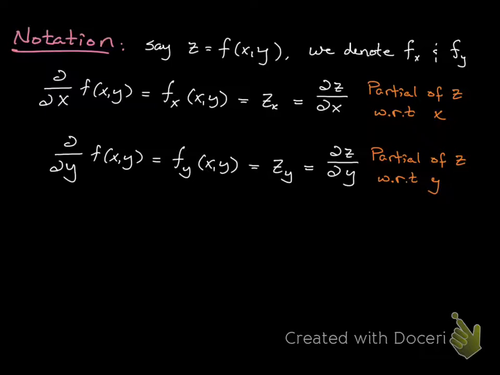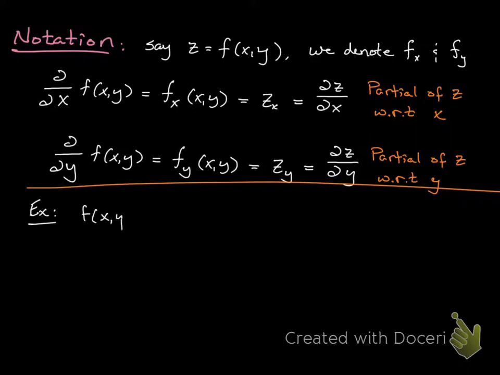I'll just do another quick example with some of this notation. Say I have a function f of x y is sine of x squared y. If I take partial f partial x, that's the partial derivative of f with respect to x. So I'm taking the derivative of sine of x squared y with respect to x. Sine is the outside function here.